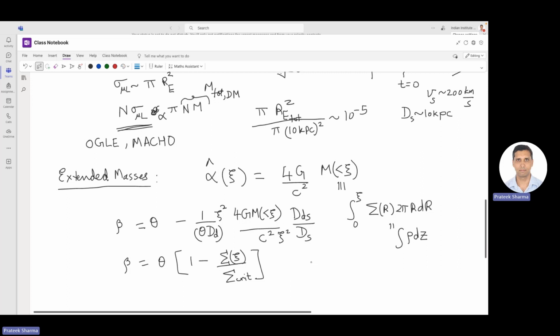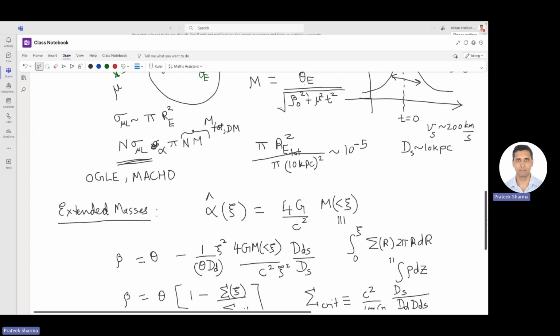And if you just read it in, it should not depend on m, right? So sigma crit is nothing but c squared by 4 pi G times Ds by Dd Dds. So this is your sigma. This has dimensions of a mass per unit area, right? You can see if you put GM by c squared, that's 1 by length, right? That Dd cancels that. So dimensionally, you can actually see that this is mass per unit area. Okay, so what is the significance of this?